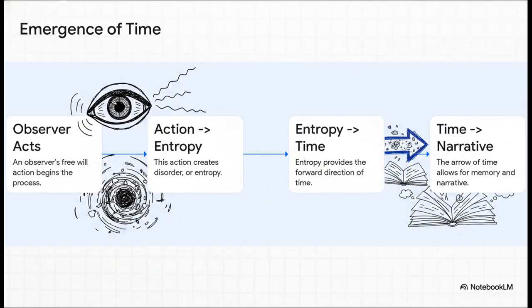The way this model sees it, time isn't some constant river we're all floating in. Nope, it's something that only comes into being when a conscious observer acts. That action creates change, a little bit of disorder, what scientists call entropy, and that is what gives time its forward direction. This arrow of time is what makes memory, stories, and experience possible.